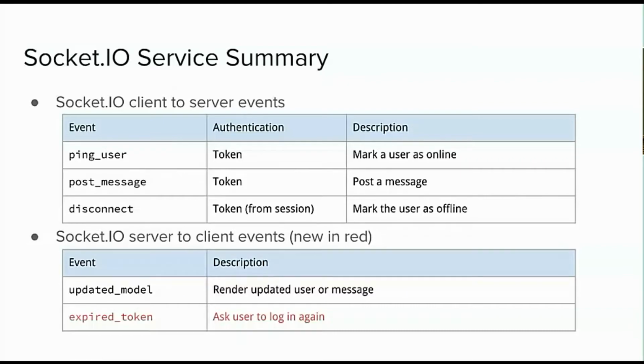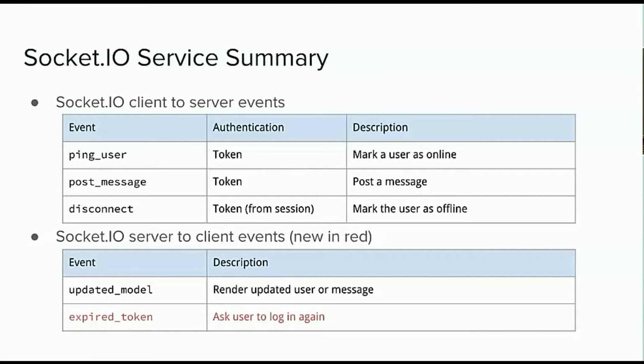There are 3 events in the server. There's one that the UI sends to ping users, which basically says this user is still active, and that will keep it in that list on the right as an online user. When you post a message, the client sends the post message event. And when a client goes away, the Socket.IO protocol itself will send a disconnect. That's when we mark that user as offline, and that will make it go away from that list on the right. So that's on the server.